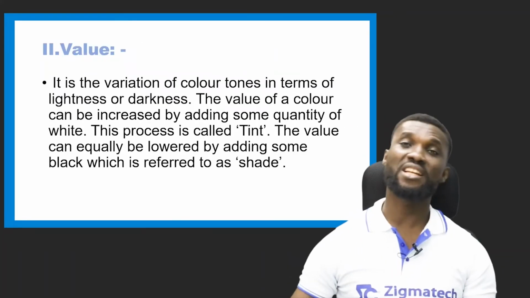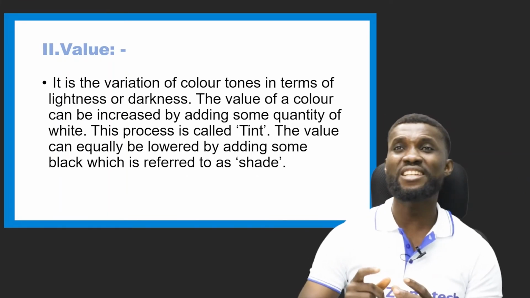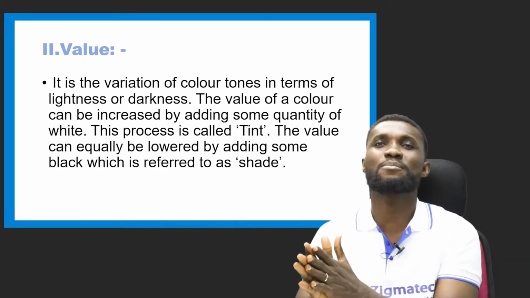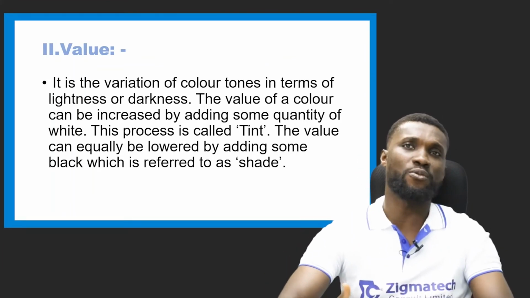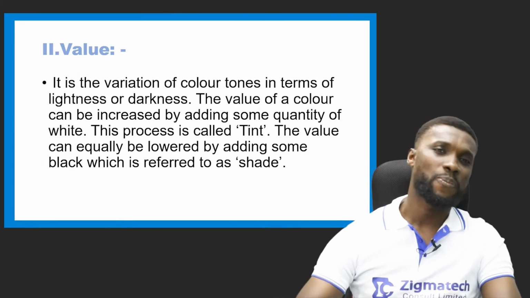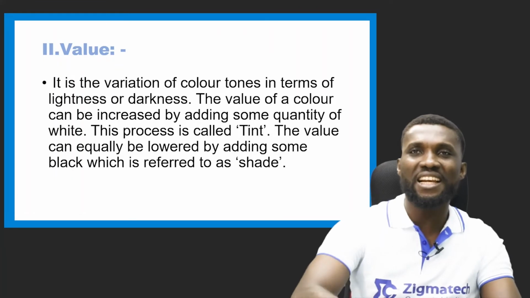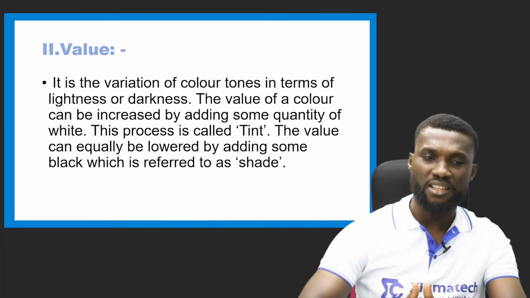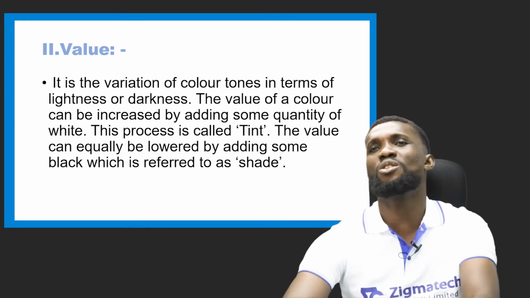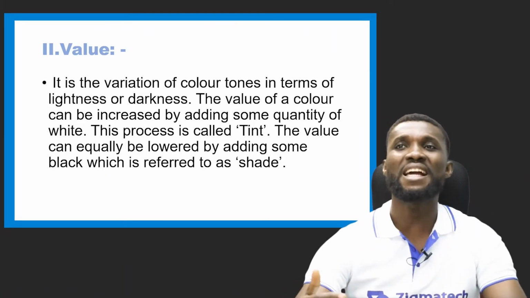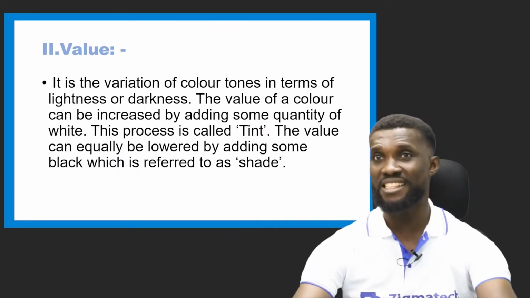All right. So now let's look at the next one. The next one is what? The value. Now, what is value? It is the variation of color tone in terms of what? Lightness or darkness. That's why we have a dark red, a darker red, and a lighter red. Now, that does not mean that red has actually been neutralized, but it's just that the value differs. Now, the value of a color can be increased by adding some quantity of what? Of white. And it can actually be decreased.